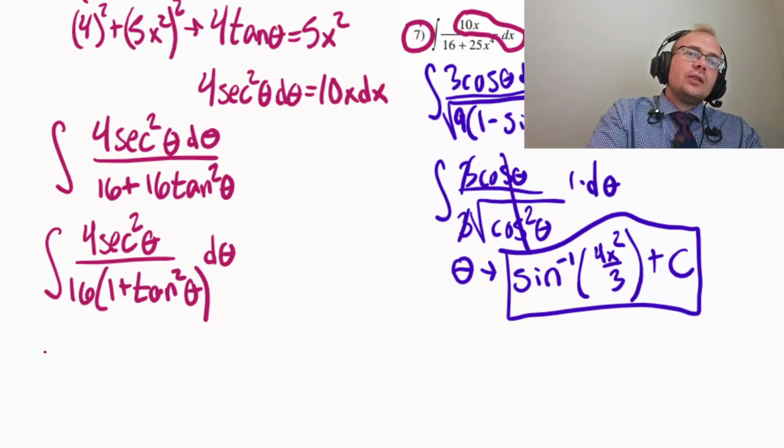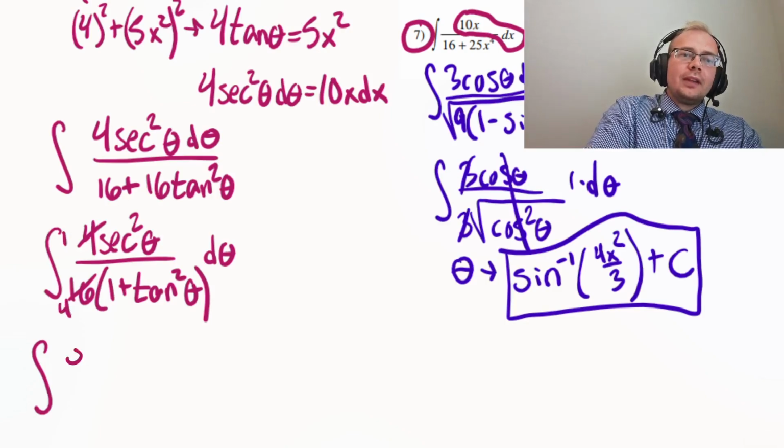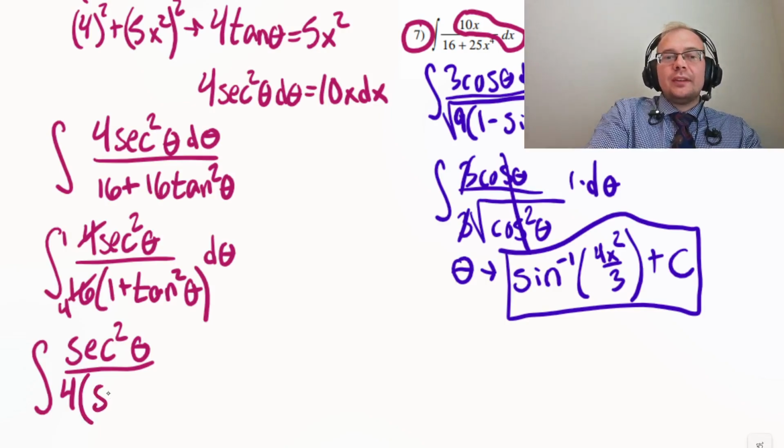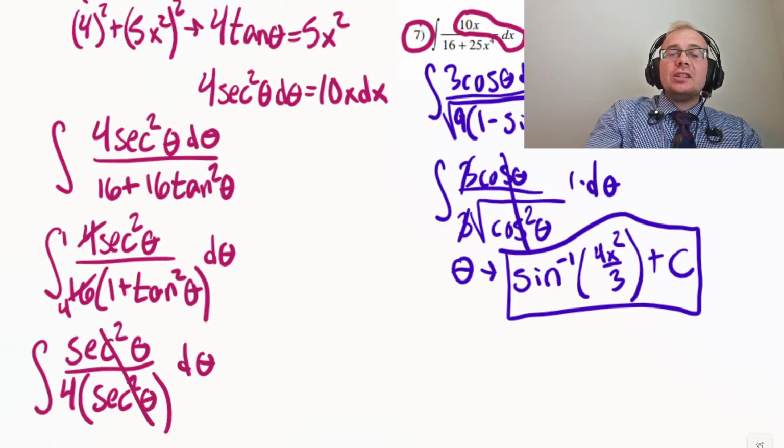So then 4, and actually this will simplify a little bit, so let's go ahead and do that. This will simplify to 1/4. So that's just going to be secant squared theta over 4, and then 1 plus tangent squared is equal to secant squared. Secant squared theta d theta. This time we do have a little bit left over. It's 1/4 d theta, which is just 1/4 theta.